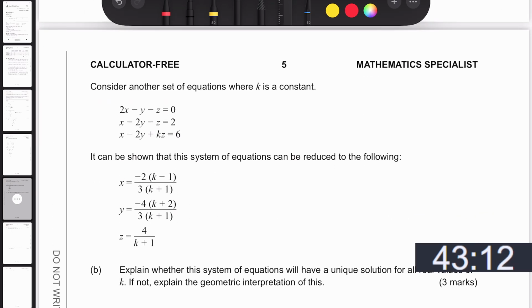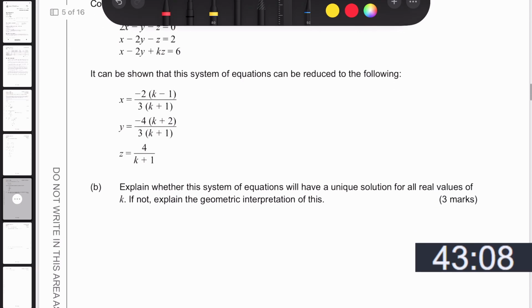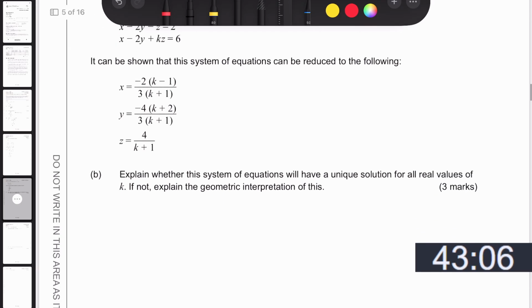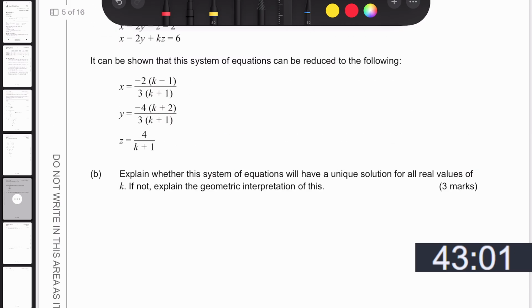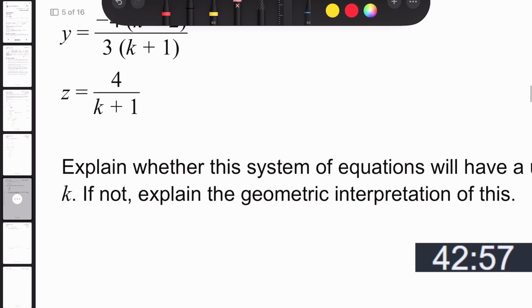Okay, consider another set of equations where k is a constant. It can be shown that this system can be reduced to the following. Explain whether or not the system of equations will have a unique solution for all real values of k. If not, explain the geometric interpretation of this. No. I'm going to say no.